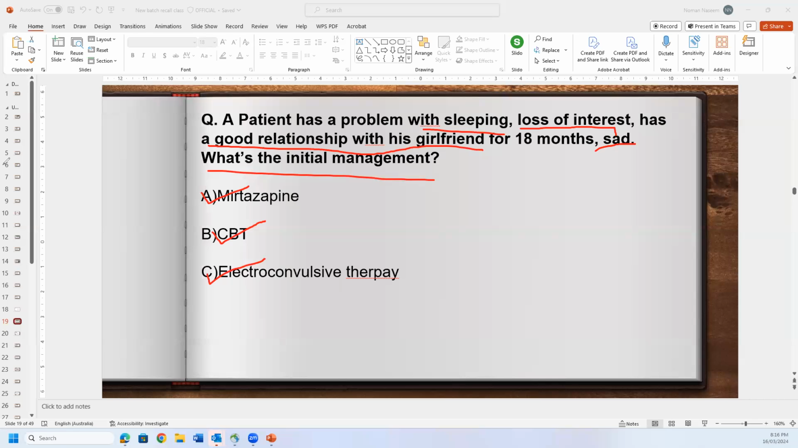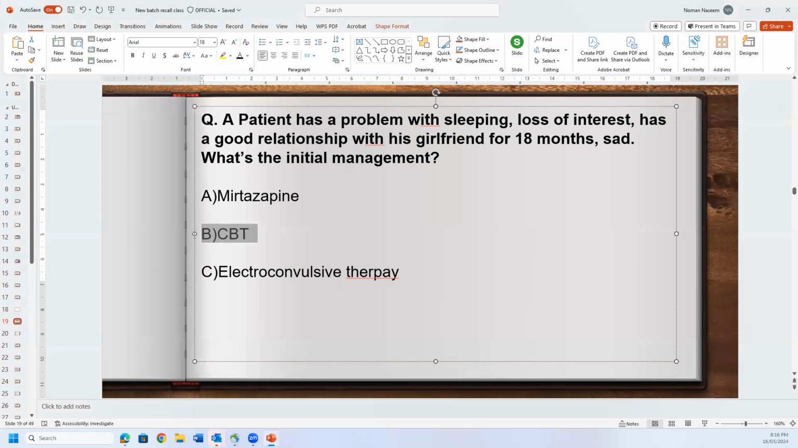So this patient is a bit disturbed. He's having sleep problems, loss of interest. He has a good relationship, but is also sad. So he is developing signs of depression, early signs of depression. So the initial management will be to do the cognitive behavioral therapy along with the lifestyle modification.